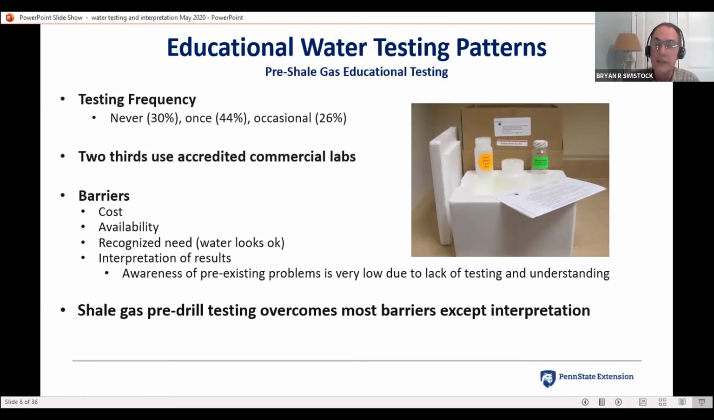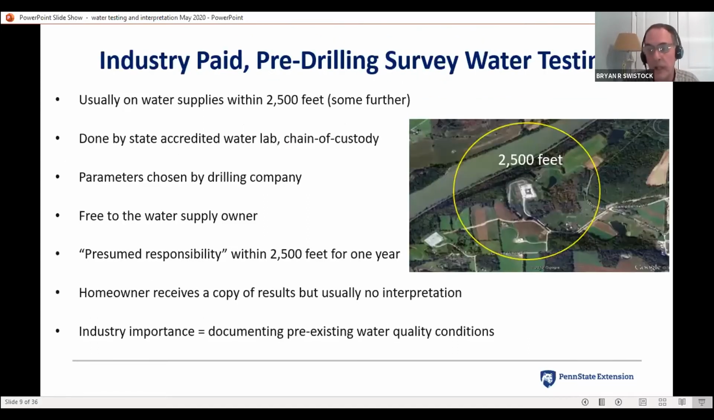The one thing about shale gas pre-drill testing is that it overcomes these barriers. The cost is often paid by the companies or regulatory agencies. It's available because they come out and do the testing for you. You don't need to recognize the need because it's recognized for you. Interpretation, though, that's where one of the problems can come up. In most cases, the results are provided to a homeowner or to an energy company, but there's typically not much, if any, interpretation of that. And there's a variety of reasons for that.